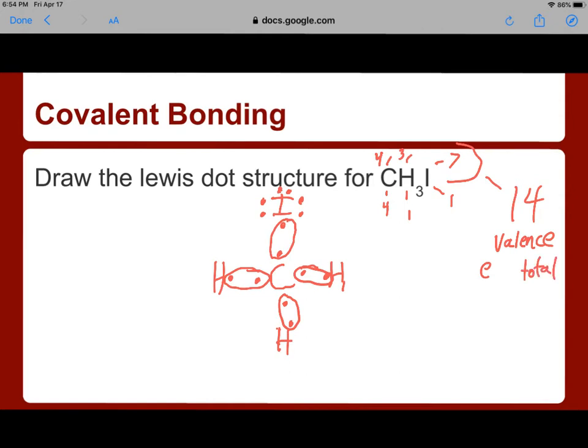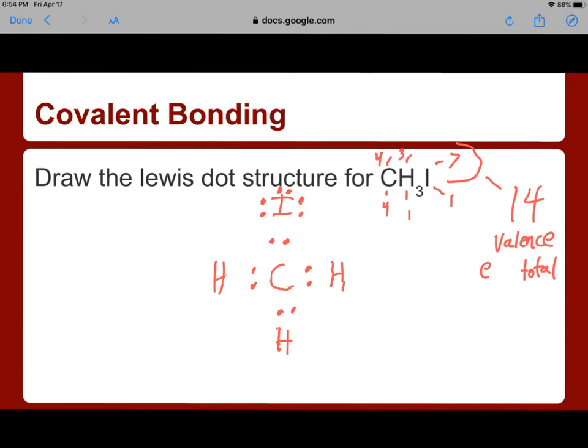Okay, so I've decided on my pairs that I'm going to share. I'm just going to go ahead now and erase those and redraw them as shared pairs. You can just redraw the whole thing, but make it simpler. Shared pairs in between.